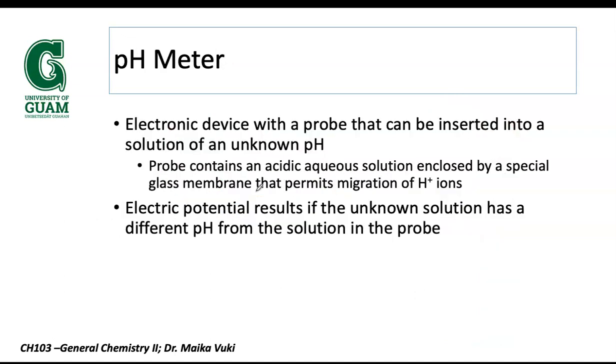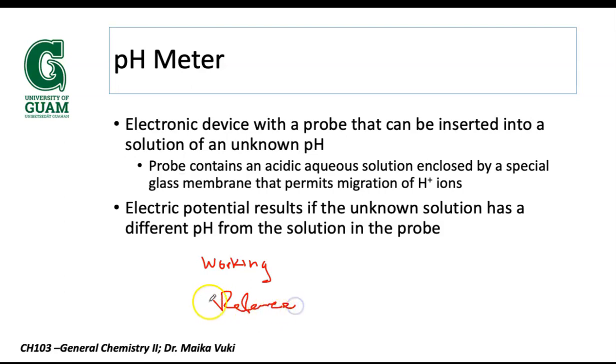Now, a pH meter is a device that we use for measurement of pH, and the construction of a pH meter includes electrodes. Actually, you have two electrodes. One is the working electrode, and you have a reference electrode.